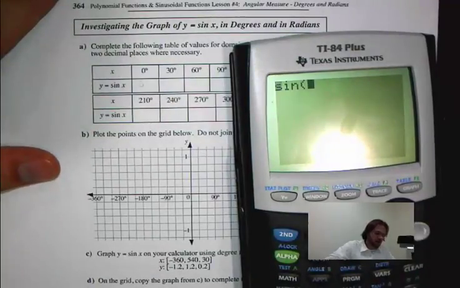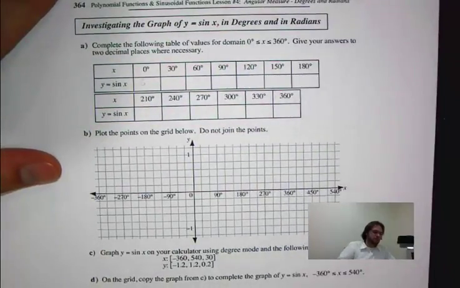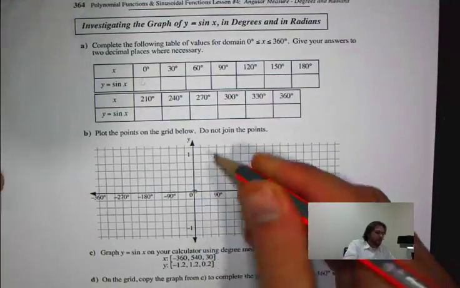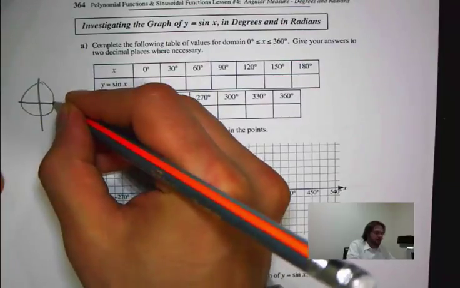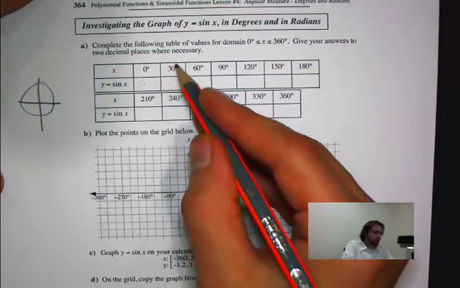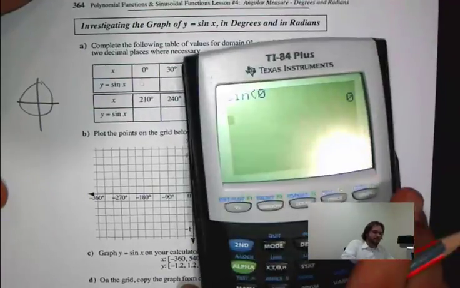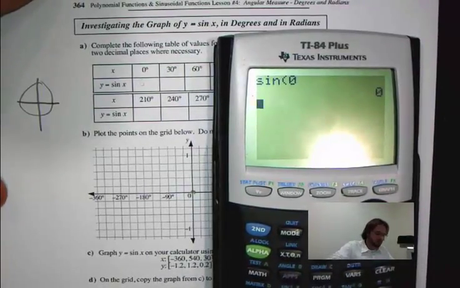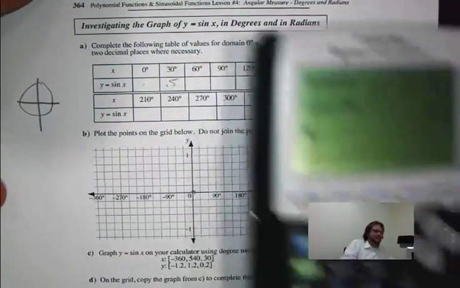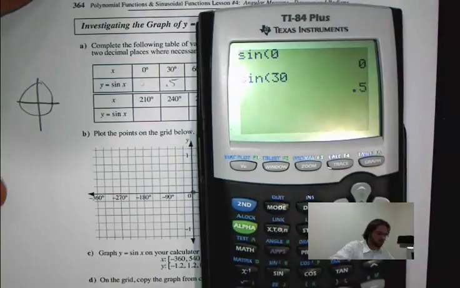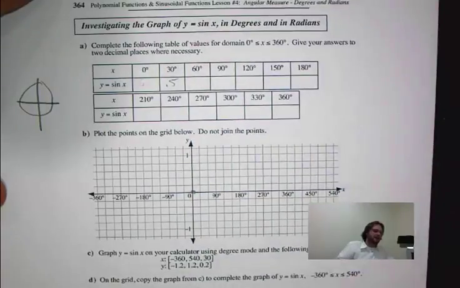So we want sine 0 is equal to 0. Okay? Another way of thinking of it, sine is normally your y value. Sine 0 is 0. You have 0 y value. The next one, we want 30 degrees. So let's see, sine 30 gives me 0.5. Okay, so we have 0.5. Sine 60 degrees gives me 0.866.